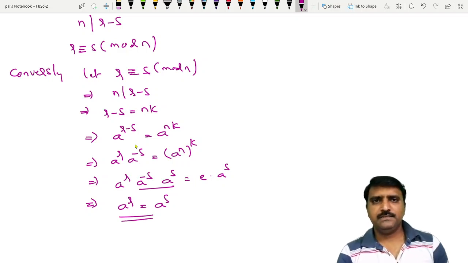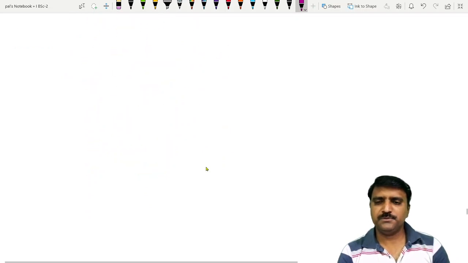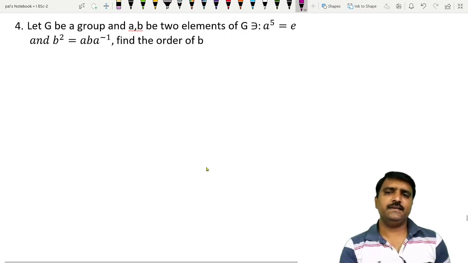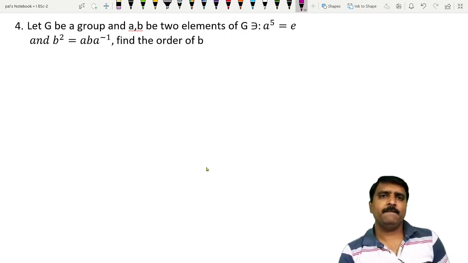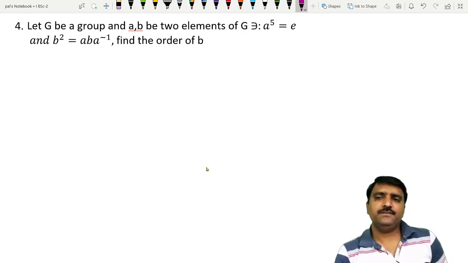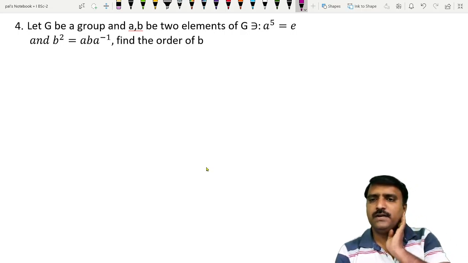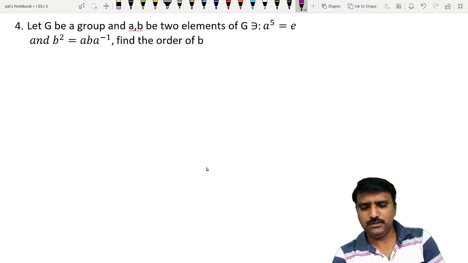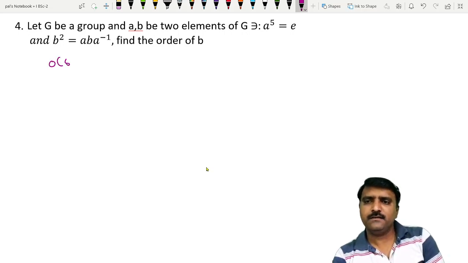Okay, so I have one more problem. Let G be a group and A and B are any two elements of G such that A to the power of 5 is E, and B square can be written as AB A inverse. Now we have to find order of B. So we need to find order of B here.